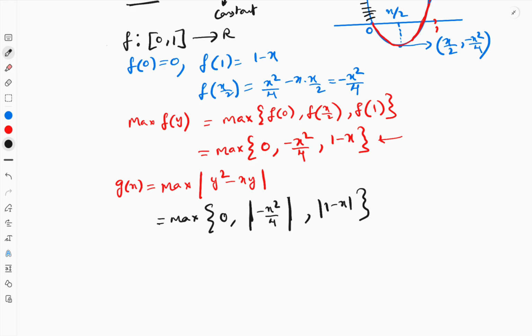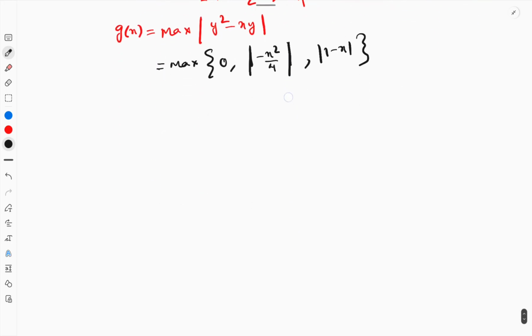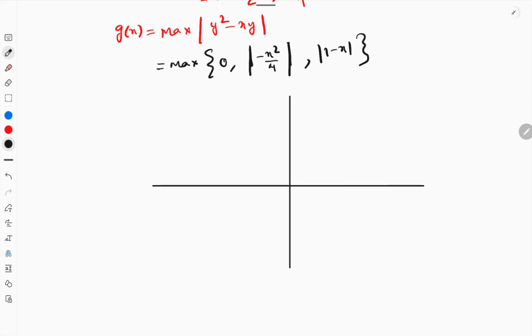Okay, let us draw all the three graphs in the same Cartesian plane. If you draw all the three in the same Cartesian plane, the modulus of x square by 4 means, if you simplify it, that comes out to the maximum of 0, x square by 4, and modulus of 1 minus x.